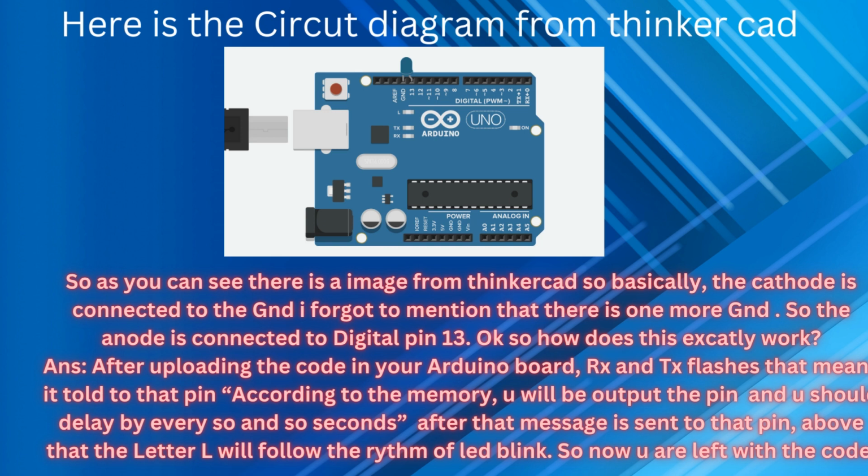After uploading the code to your Arduino board, RX and TX flash, which means the data is sent to that pin according to the memory, the pin will be set as output, and you should delay by so many seconds. After that message is sent to that pin, the LED will follow the rhythm of the blink. So now you are left with the code.